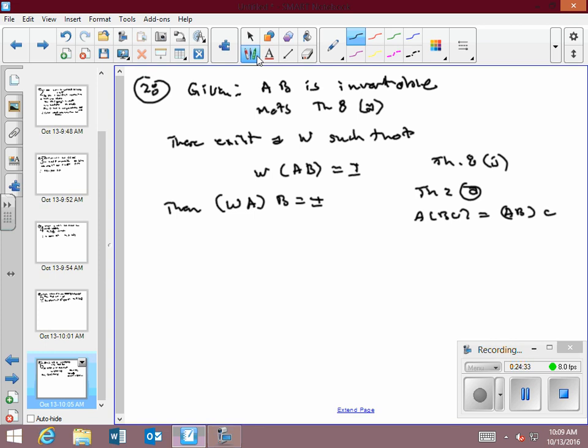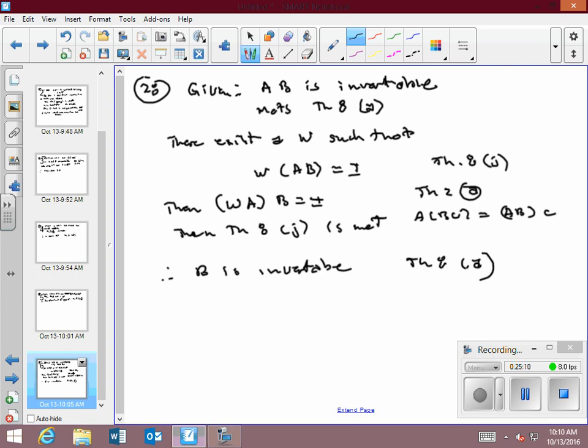Then this says theorem 8J is met, and therefore B is invertible, theorem 8A. That makes sense.